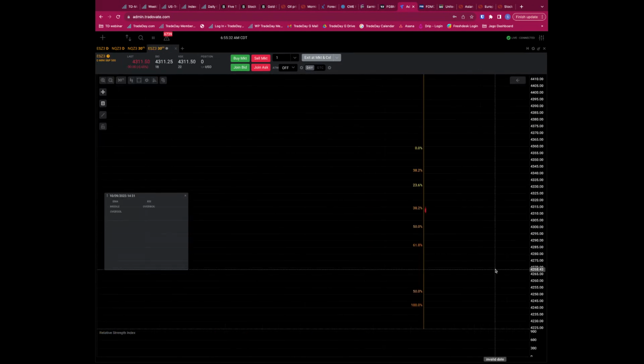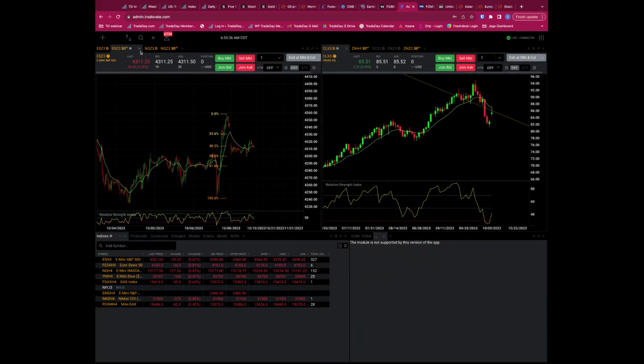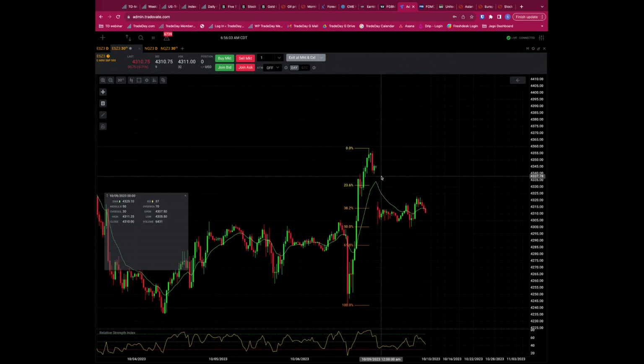Oops, wrong chart. Let me just move this back across to here and resize that. Yeah, so it's holding bang on that 50% retracement. That 50% comes in at 4,300, bang on, and the low was 4,299.5. So as long as it's holding above there, I think maybe we're going to try and close this overnight intraday gap in here.